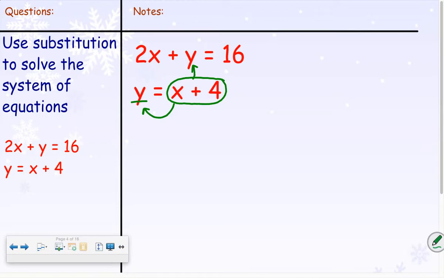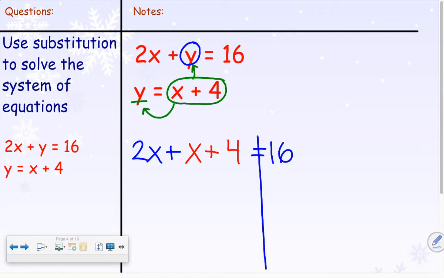So I'm going to write that top equation, but when I get to y, I'm going to stop, and I'm going to replace it with x plus 4. So 2x plus, I'm going to stop. I'm not going to write that y. I'm going to write x plus 4 equals 16. Let's see if I did that first step right, where I wrote the equation. I only have one variable, I only have x's, so I know I did it right. 2x and x, or 1x, make 3x.